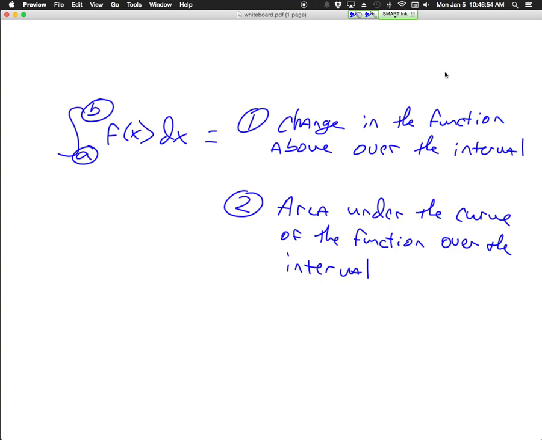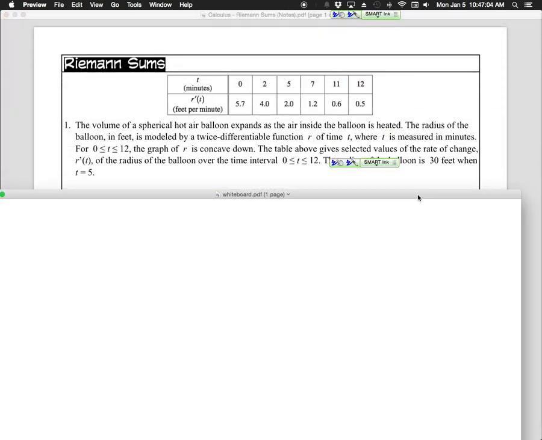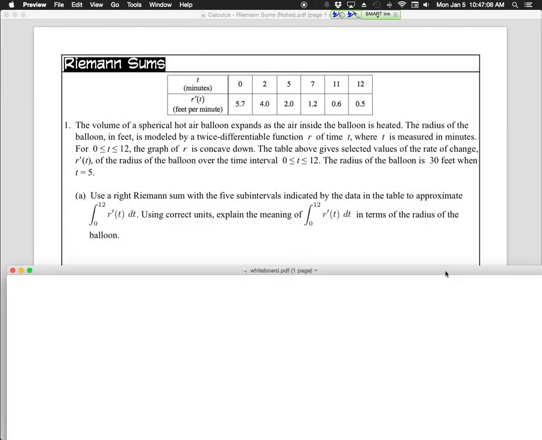This represents two different things. Change in the function above, area under the curve. Those are the two things we need to know so far. Okay? All right, so let's look at some problems here on our sheet. So let's look at number one.